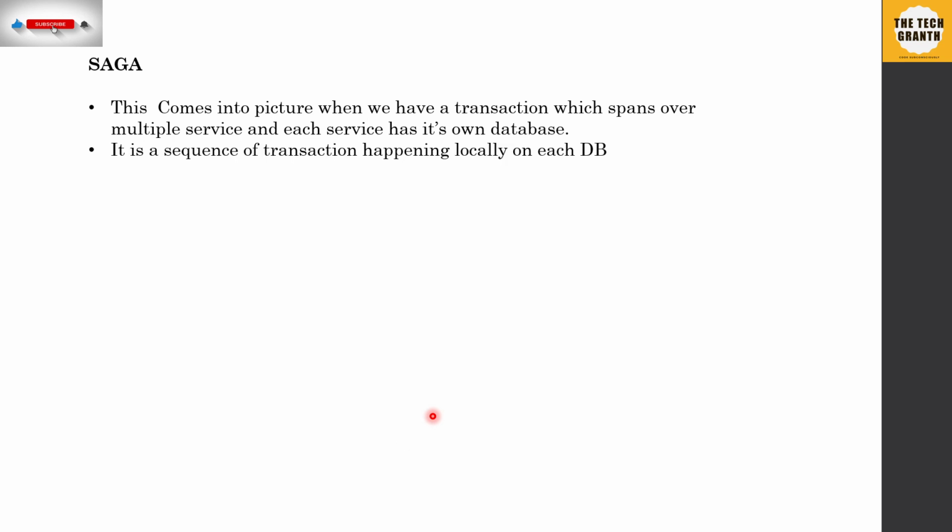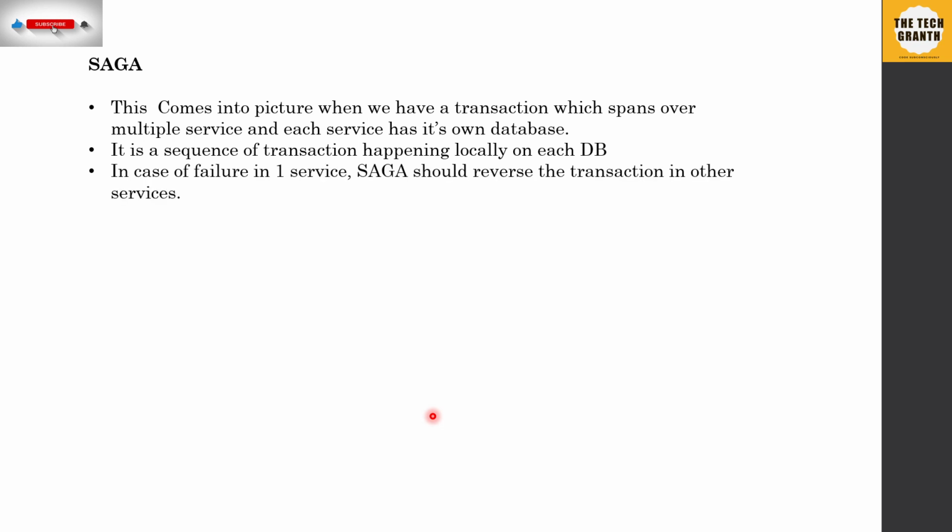So it is a sequence of transactions that can happen on each of the DBs locally, and in case of failure of one service, the Saga should reverse the transaction in the other services also. Since it is a series of transactions, if one of the transactions has failed, then all the transactions that happened have to be reversed. There are two ways in which you can implement Saga. One is choreography, the other is orchestration.